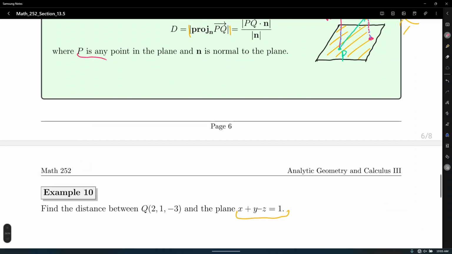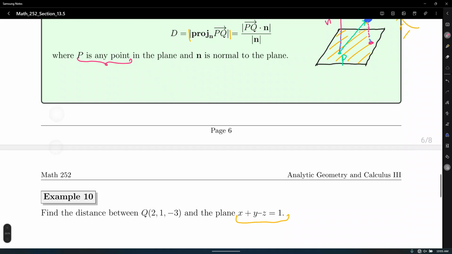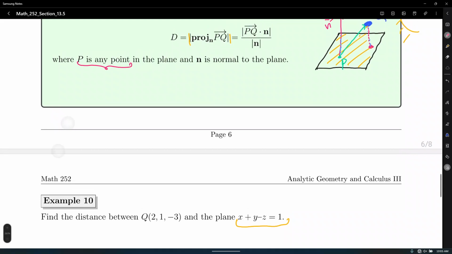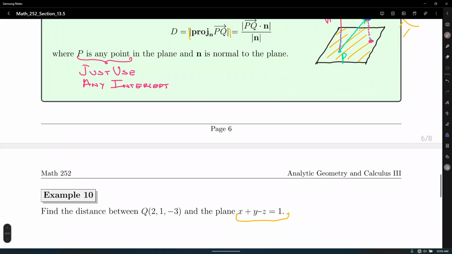P is any point. Well, yes, any point. I mean, if you can get the algebraic crazy problem, well, that's fine. Congrats. However, go easy. P any point, just use any intercept. An intercept is more than enough. That's a point on the plane. You don't have to get too complicated and find 3 integers. No, you don't need that.